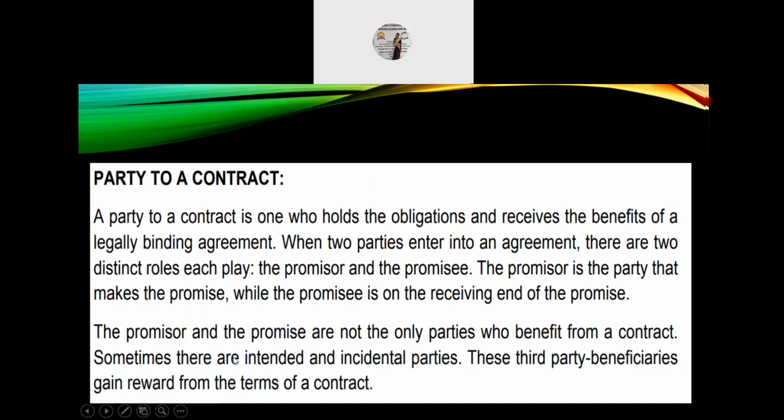The next topic is party to a contract. A party to a contract is one who holds the obligations and receives the benefits of a legally binding agreement. When two parties enter into an agreement, there are two distinct roles each plays, the promisor and the promisee. The promisor is the party that makes the promise, while the promisee is on the receiving end of the promise. The promisor and the promisee are not the only parties who benefit from a contract. Sometimes there are intended and incidental parties, and these third-party beneficiaries gain reward from the terms of a contract.